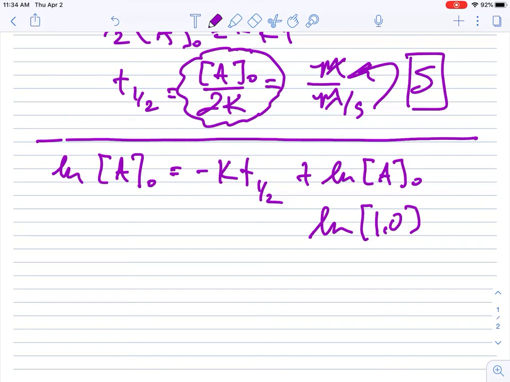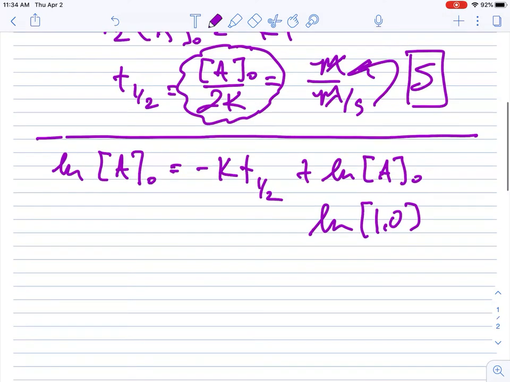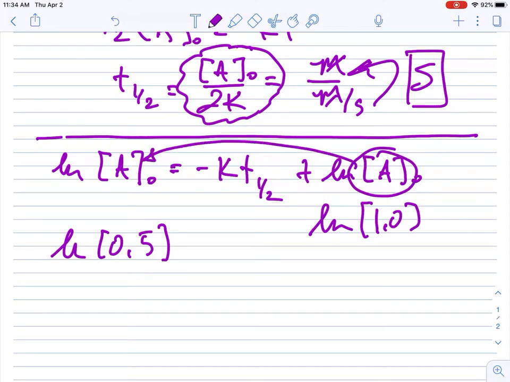I'm just going to let it be 1 because the natural log of 1, wait for it, you can plug this into your calculator if you don't believe me. Isabel, I'm sure you might do this, but if you take the natural log of 1, you get 0. So then I've got the natural log of 0.5. And oddly enough, if I let the initial concentration be 1, then at my half-life, that becomes 0.5. Okay, that's kind of clever.